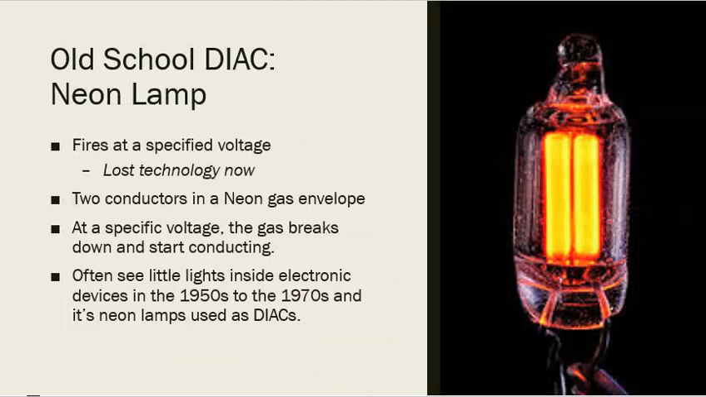An old school DIAC is called a neon lamp. So this is an example of a neon lamp. It's very small, probably as big as your thumbnail, and it has two electrodes in a little envelope of neon gas. At a specified voltage, the gas breaks down and starts conducting. You often see little lights like this inside electronic devices from the 50s to the 70s, little neon lamps being used as DIACs.